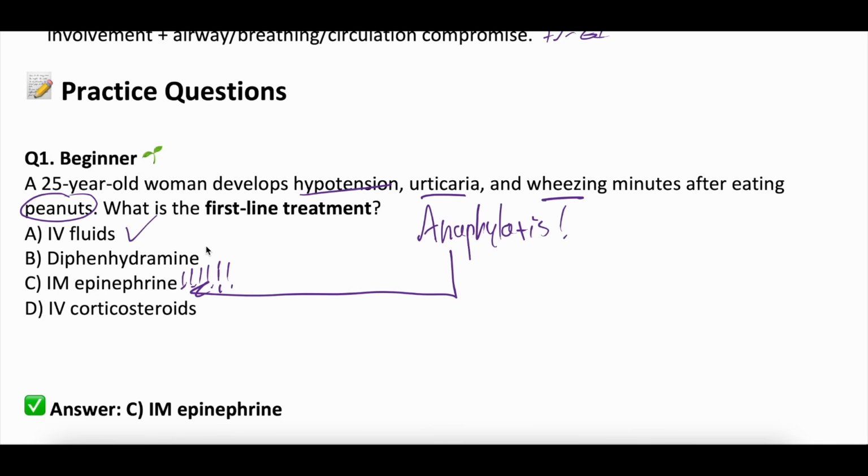Can you give fluids? Yeah, but is it the first line treatment? No. Can you give Benadryl? Yeah, but is it the first line treatment? No. Can you give steroids? Yeah, but is it the first line treatment? No. Intramuscular epinephrine saves lives.